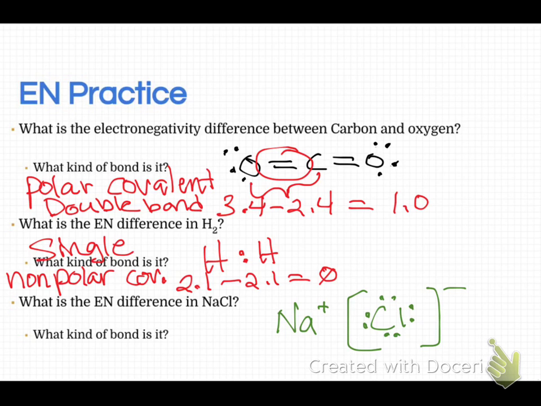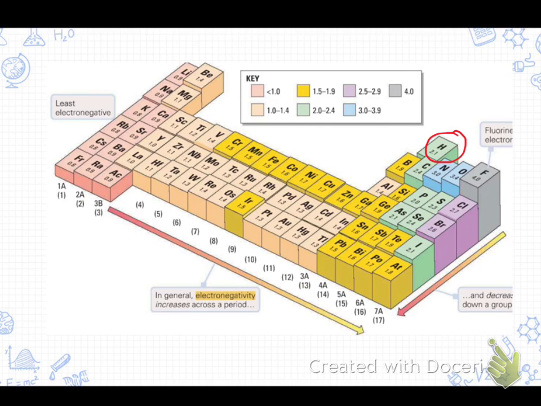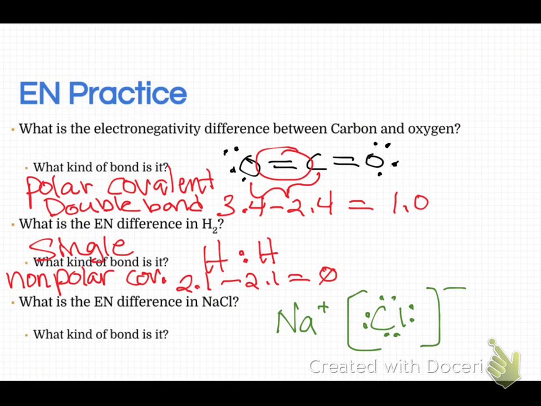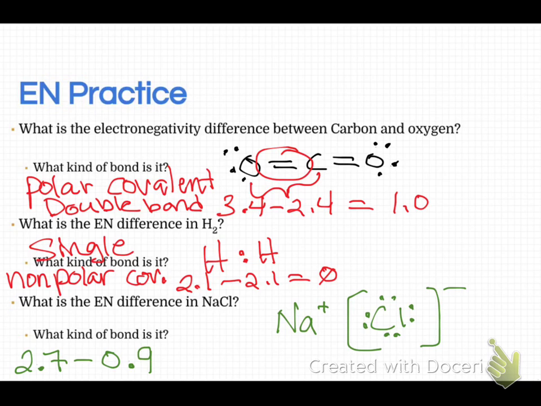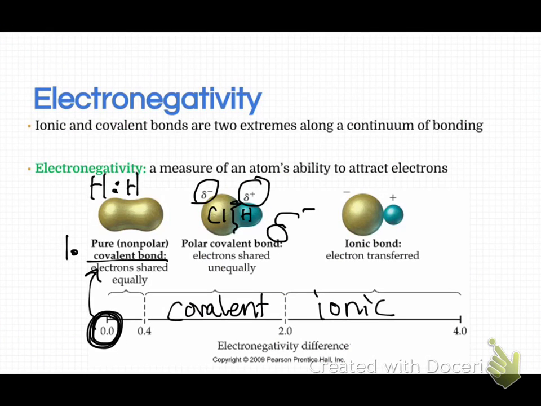And so to figure out what kind of bond this is, we have to go back to the electronegativity table and we say, okay, here's sodium, it's 0.9, and here's Cl, it's 2.7. So 2.7 minus 0.9 gets us an electronegativity difference of 1.8. Well, 1.8 is close to 2, somewhere in this area, but it's not quite big enough to be 2.